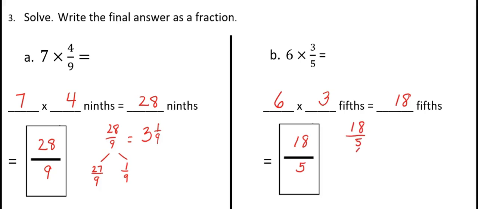If I think of my fifths, it would take 5/5 to make 1 whole, 10/5 to make 2 wholes, and 15/5 to make 3 wholes. That would give me 3/5 left over. So 18/5 is the same thing as 3 3/5. So if we continue to think of multiplication as the first factor telling us how many groups we have of the second factor, this applies in the same way when we multiply whole numbers times fractions.